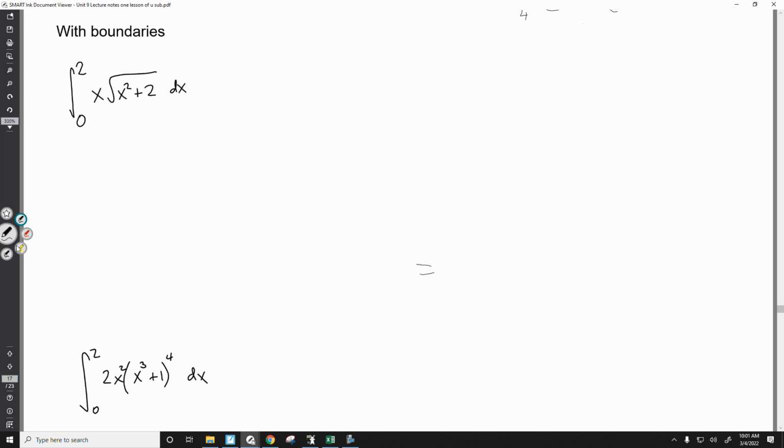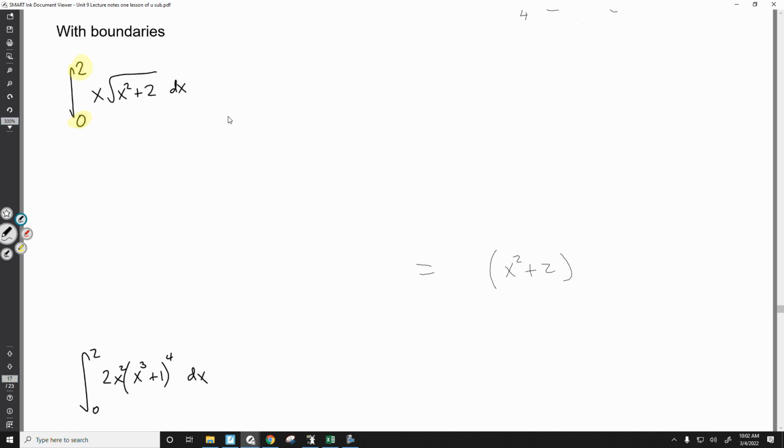I now have boundaries. I now could plug this into my calculator and get a numerical answer. That's great, right? Oh, you won't have a calculator for this question, but at least we'll be able to check. Okay? Now, if we wanted to, we could take the antiderivative of this and then plug in 0 and 2.